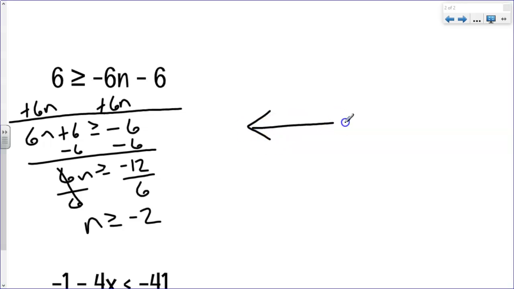Again, we're going to do our number line. So we have negative 4, negative 3, negative 2, negative 1, 0. This is equal to, so it's going to be a closed circle, and it's greater than, so shade to the right.